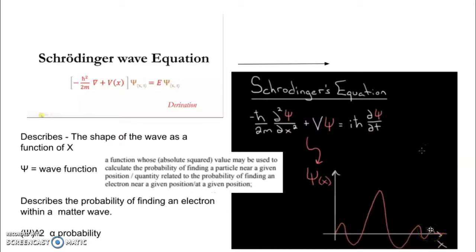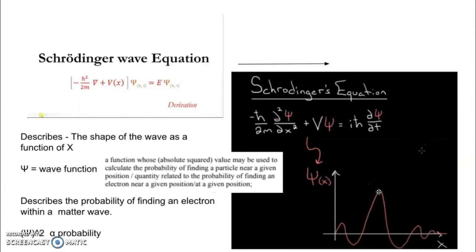So where is the position where the electron is most likely to be? And you should be able to tell that it's here, because that is where the value of the wave function is greatest. Okay, I think it's probably easier to show you the graph. It makes more sense than most of the definitions.